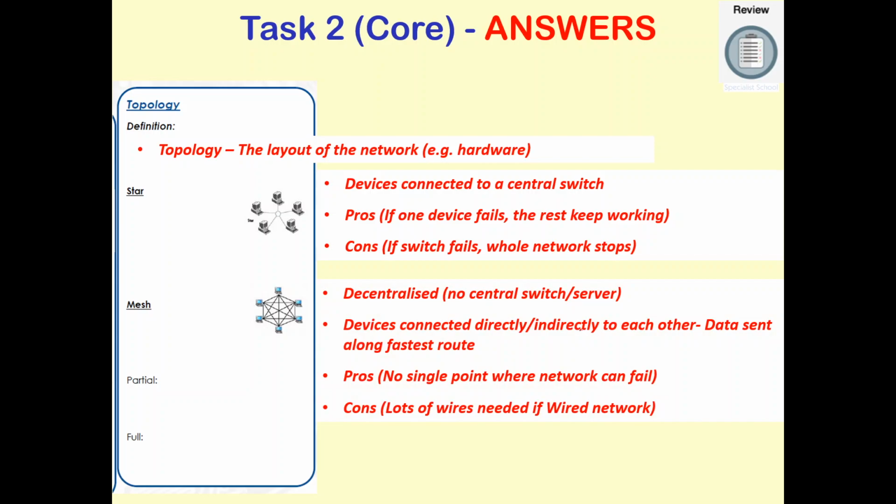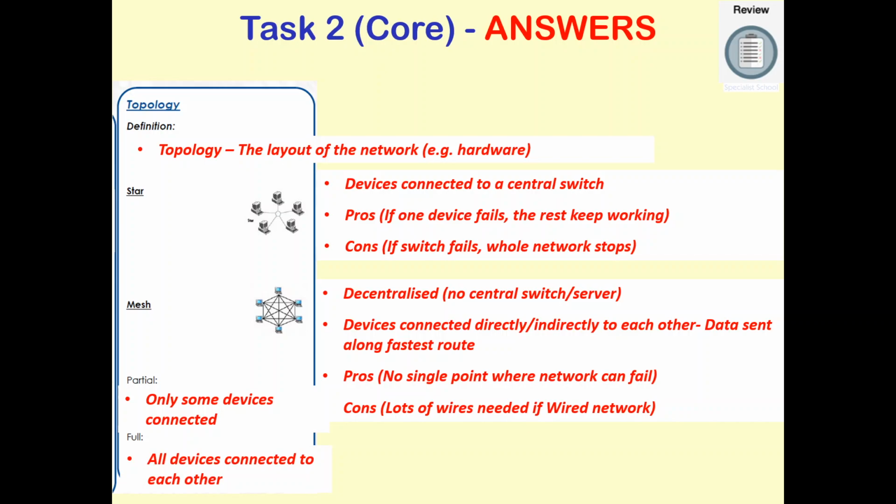Mesh: it is decentralized. There is no central switch or server. Devices connect directly or indirectly to each other and data goes along the fastest route. Good things about it: there's no point where the network can fail. And cons: lots of wires needed if it's a wired network. And what's the difference between a partial and full? On a partial, only some devices are connected. On a full network, all the devices are connected to each other. Check your answers, improve if needed.